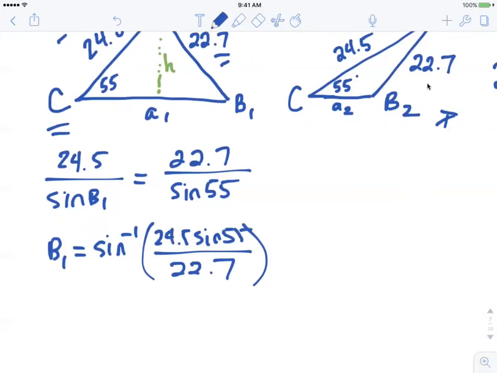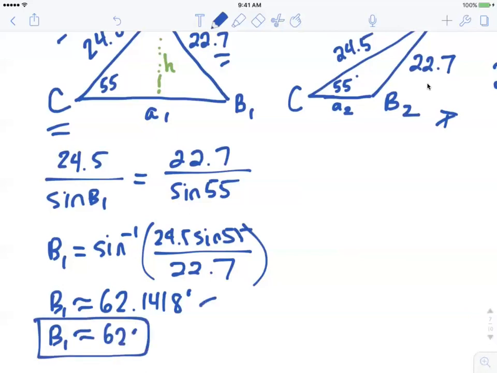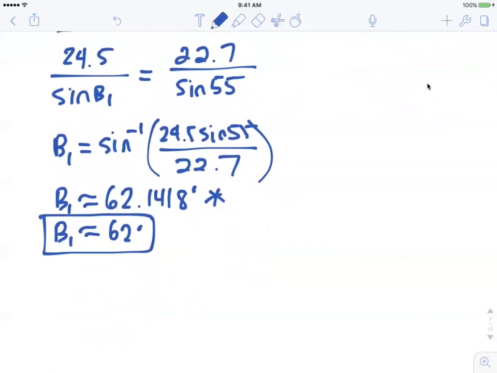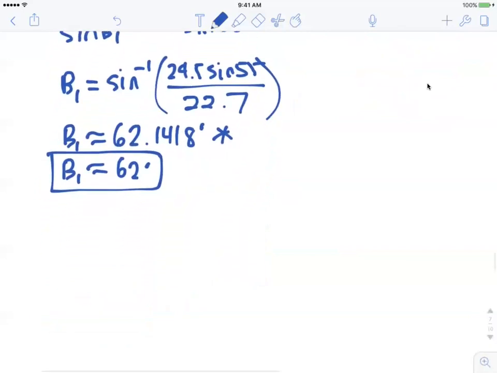And then I'm going to calculate that on my calculator, and I'm getting approximately 62.1418. You can verify that for me. Let me know if I'm wrong in the email. Okay, and then for my final answer, because it says round to the nearest degree, 62 degrees for my B1. But I do like to keep that written down because I will need it for accuracy when I calculate future measurements.